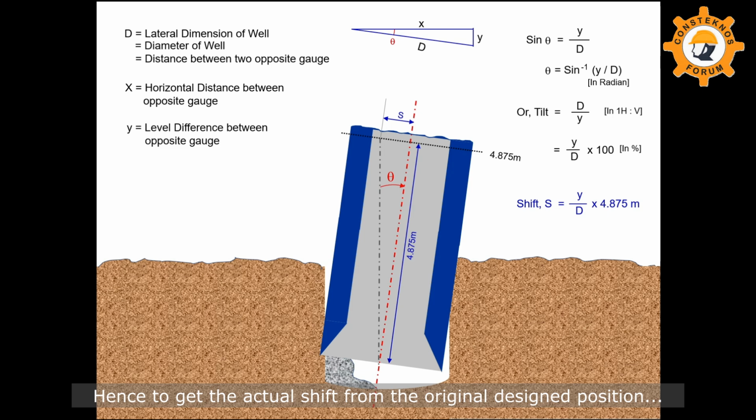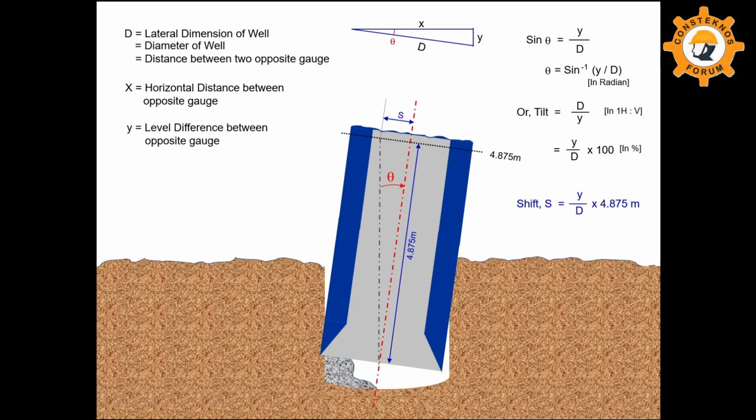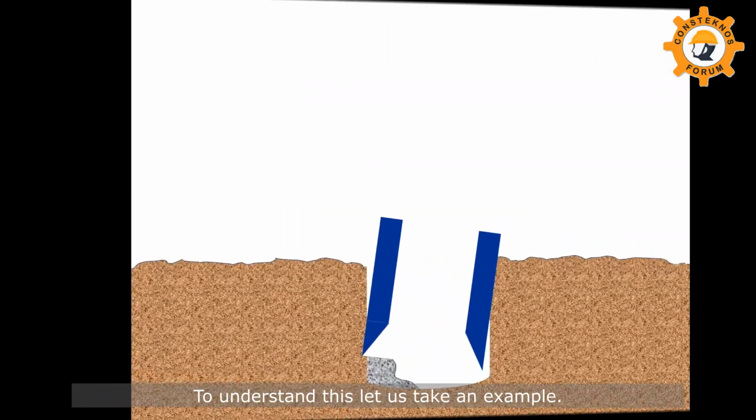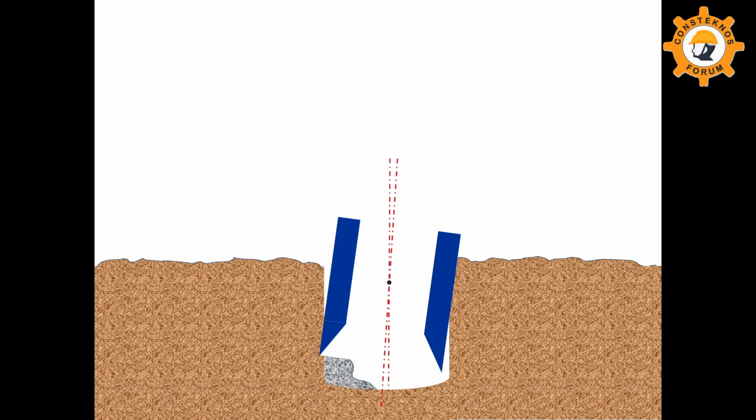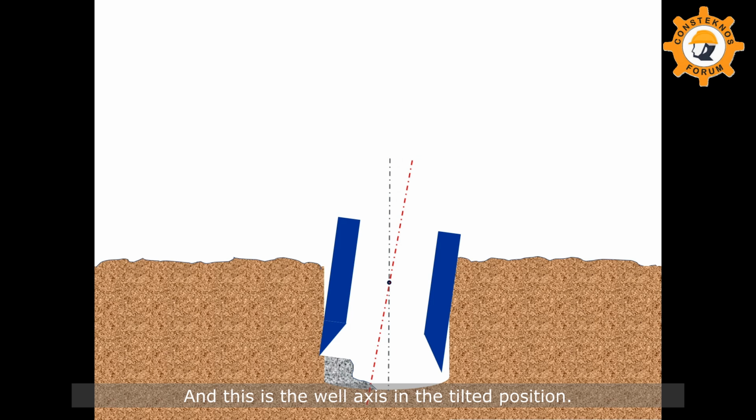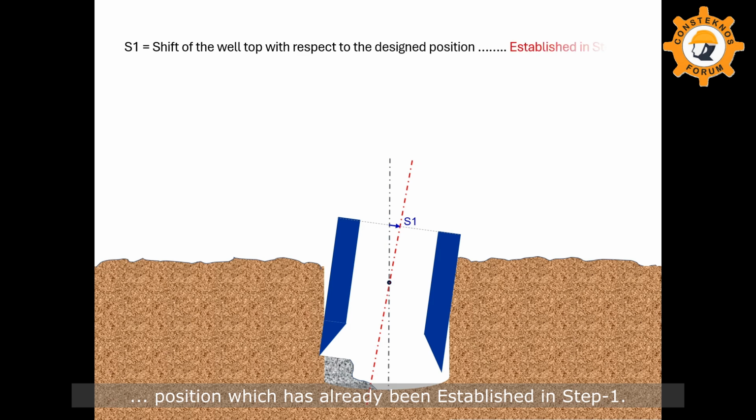Hence, to get the actual shift from the original design position of the well, this value should be adjusted with the top shift from the original design position of the well, which is already established in step 1. To understand this, let us take an example. This is the vertical axis of the well as per actual design, and this is the well axis in the tilted position. S1 is the shift of the well top with respect to the designed position which has already been established in step 1.